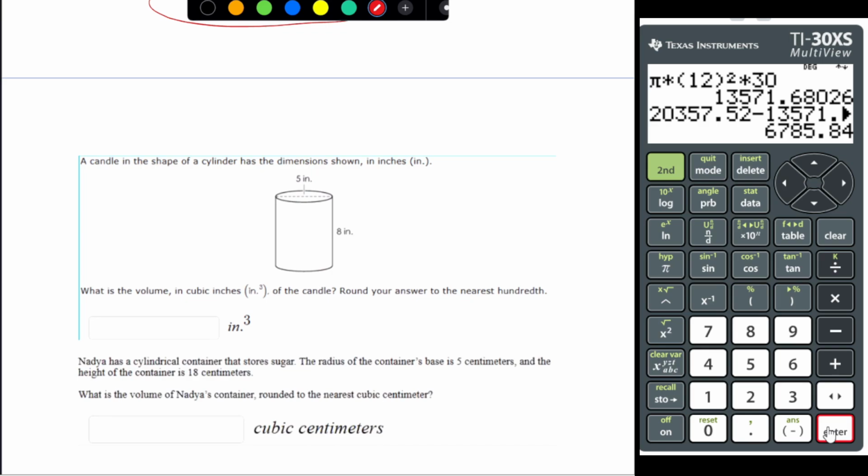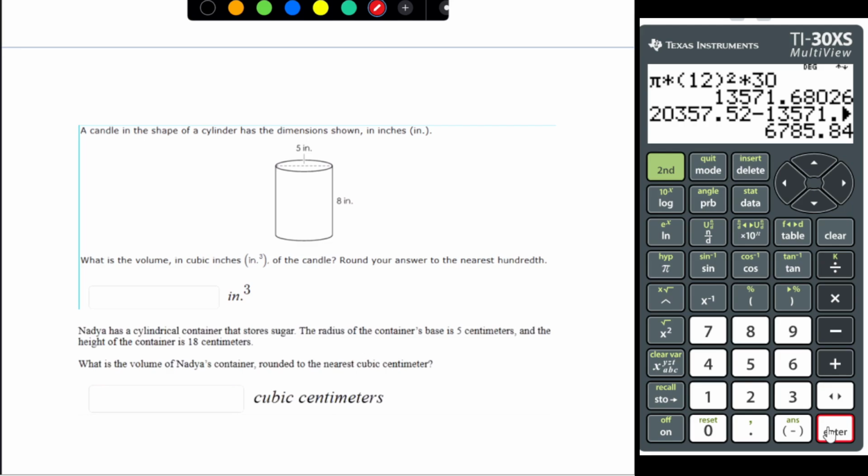A candle in the shape of a cylinder has the dimension shown in inches. What is the volume in cubic inches of the candle? Round your answer to the nearest hundredth. Okay, here we go. So, this 5 inches, okay? This is a diameter. The dotted line extends all the way from one side of the candle to the other. So you have to convert this to a radius first by dividing it by 2, which is 2.5. Your volume equals pi times radius squared times height. Pi times 2.5 squared times the height, which is 8.